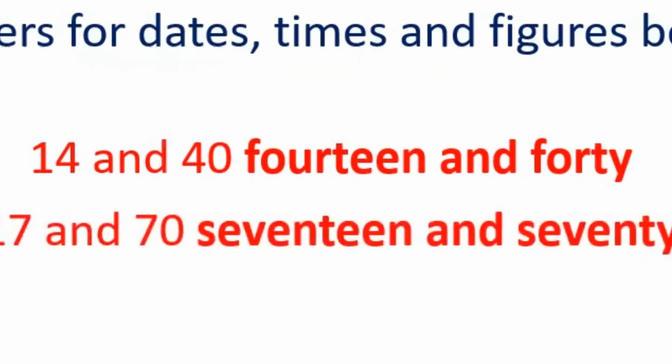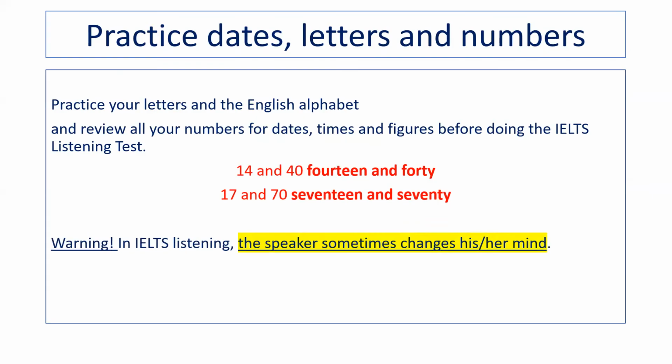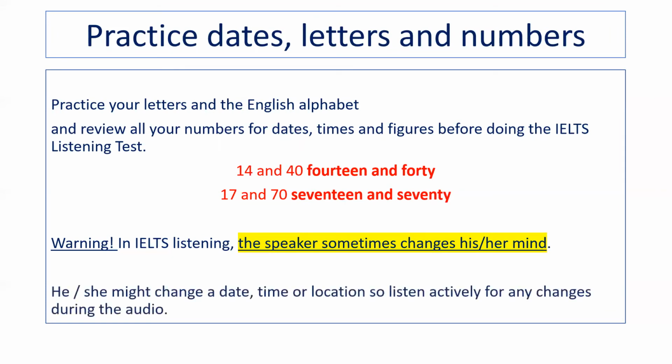17 and 70. The other point is that in IELTS listening section 1 especially, the speaker sometimes changes his or her mind. So she'll give a specific number or date or amount, and then she'll change it. So be ready for those sudden changes. Make sure that you're catching the correct figure.